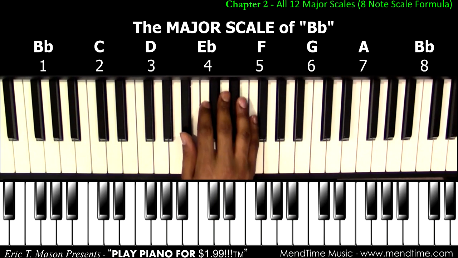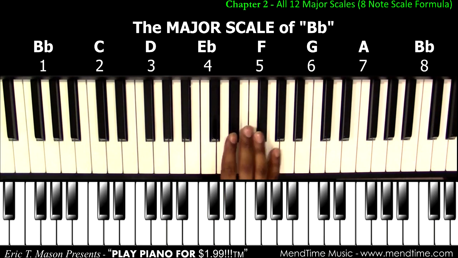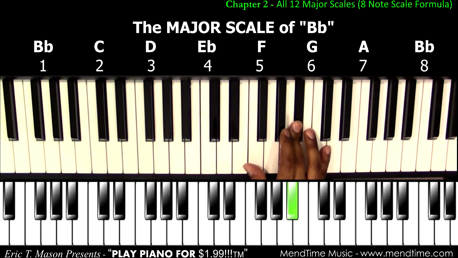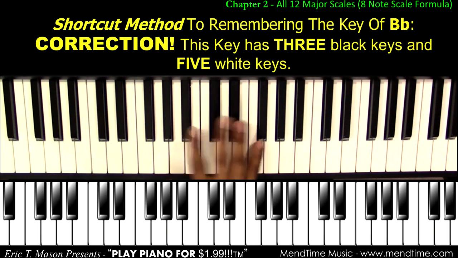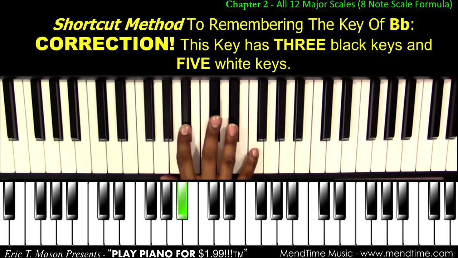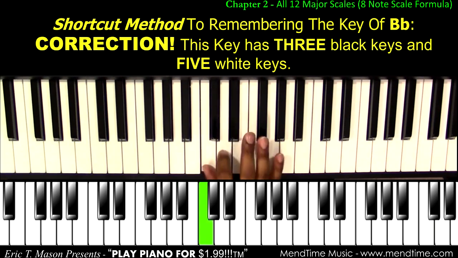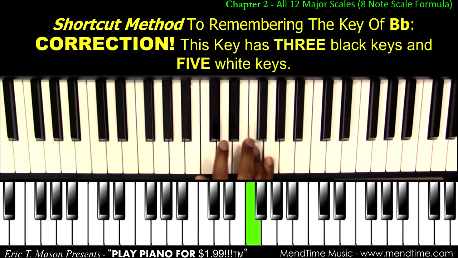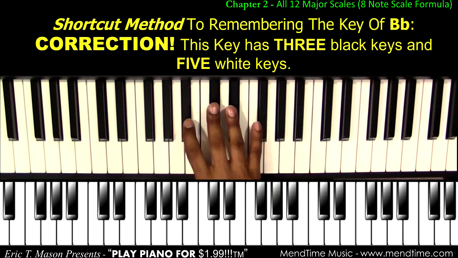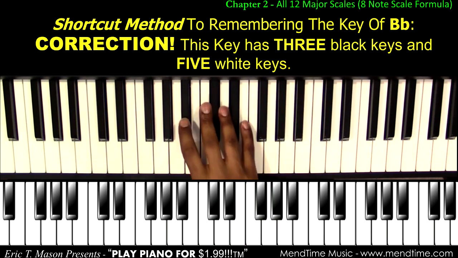Very good. So, B flat, C, D, E flat, F. Now again, this scale of B flat only has 2 sharps slash flats, which is A sharp, B flat, and D sharp, E flat. The rest are the white notes. So 2 black and 6 white.